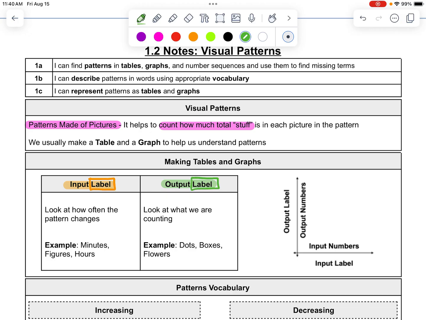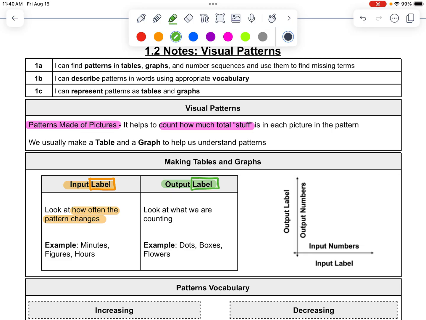Now, when we're trying to figure out what information goes in the input side of a table, we want to look at how often the pattern changes. For example, it might be a pattern that is changing every minute, it might be a pattern that is changing in each figure, or it might be a pattern that's changing every hour. But how often the pattern changes is what we put on the input side.